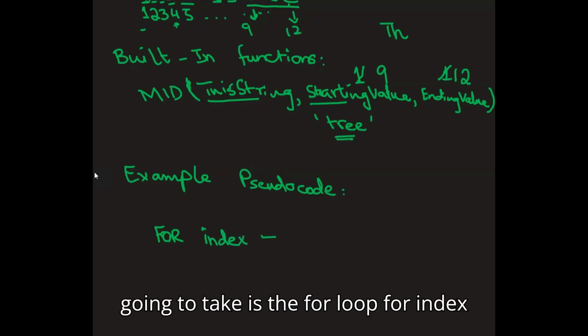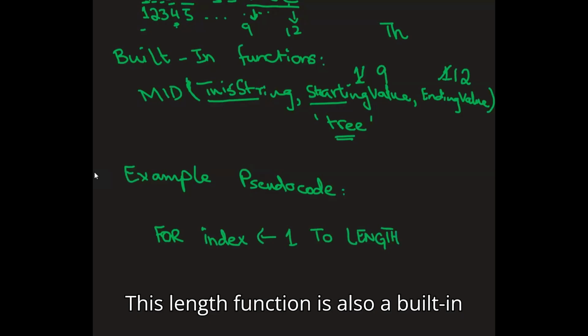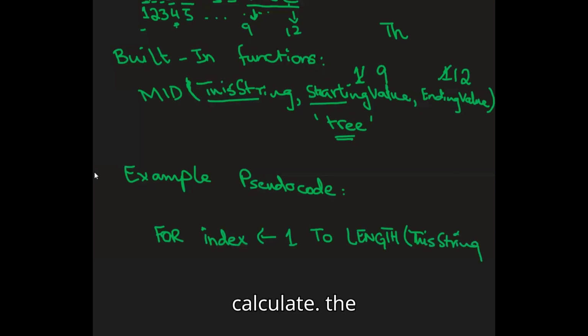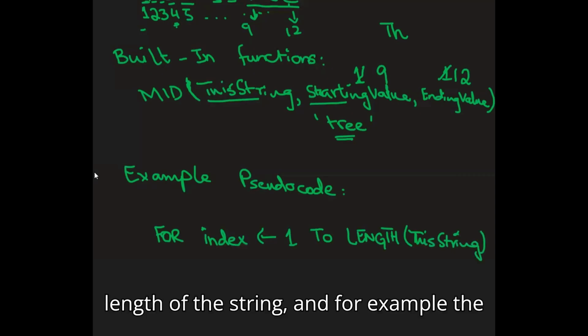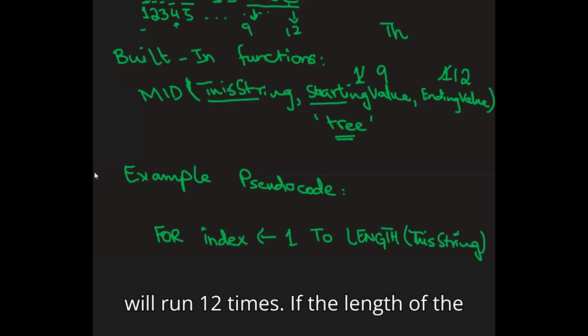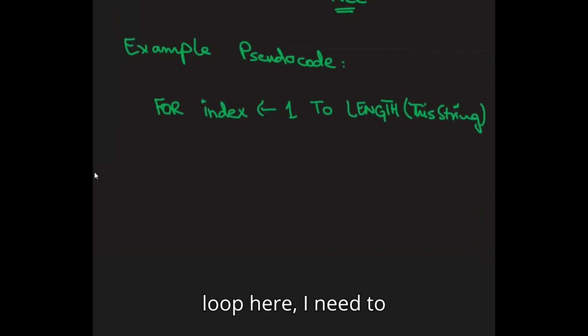So the loop I'm going to take is the FOR loop for index 1 to LENGTH. This LENGTH function is also a built-in function that will automatically calculate the length of the string. And for example, the length of this string is 12. So this loop will run 12 times. If the length of the string was 20, this loop will run 20 times. Okay, so now when I am done writing this loop here, I need to extract the character from the string.